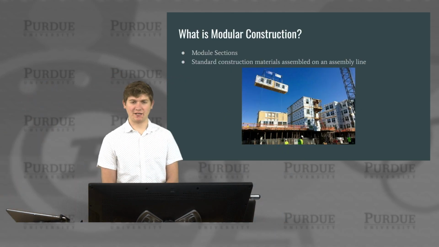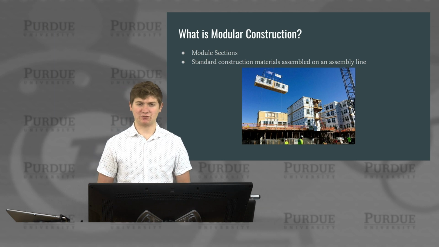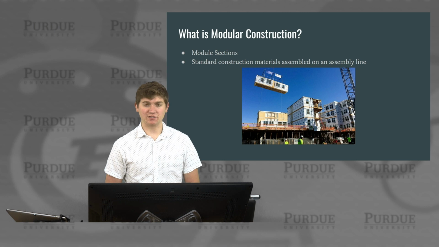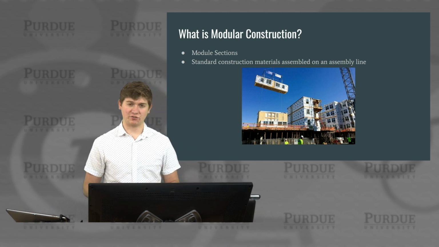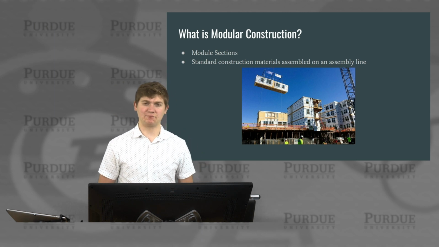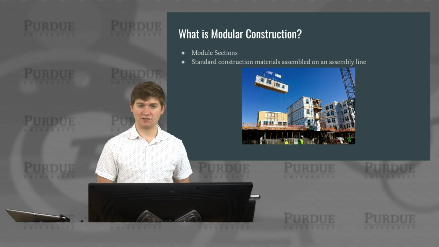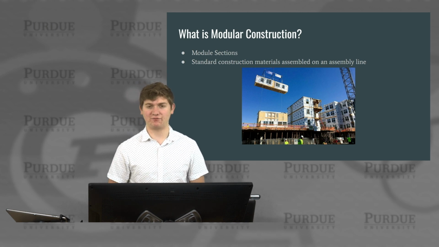Our presentation is about modular construction, and modular construction is basically building a whole construction building using modular segments. They are built in an off-site facility, and then they are transported to the final assembly location, which is the construction site, and then assembled together. The basic standard construction materials are assembled on the assembly line, which is in the factory.